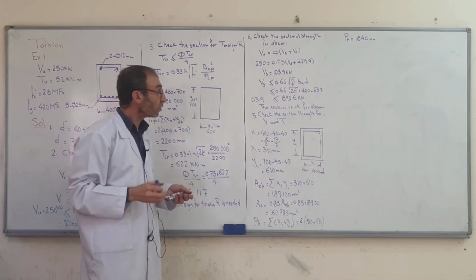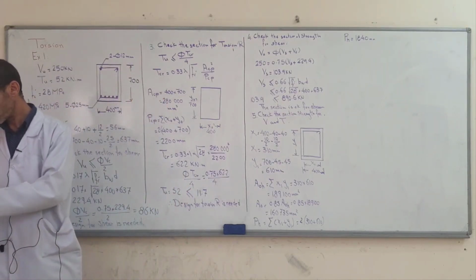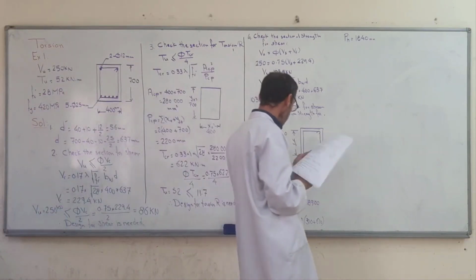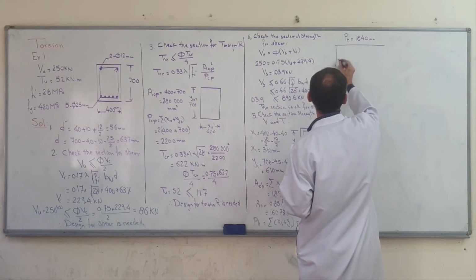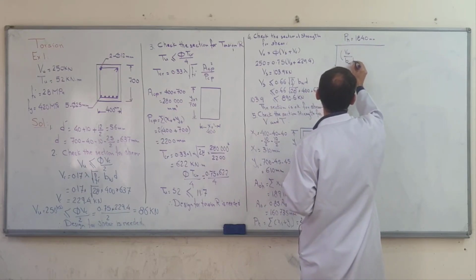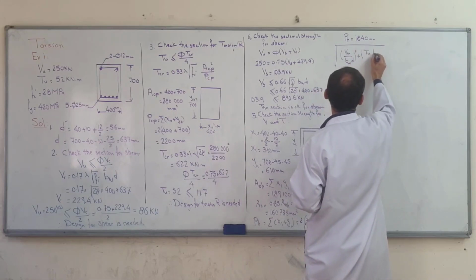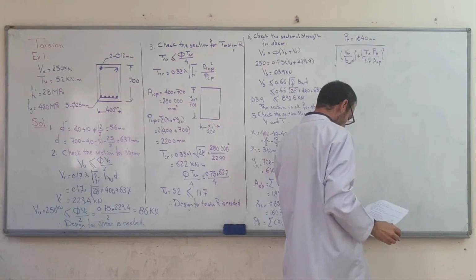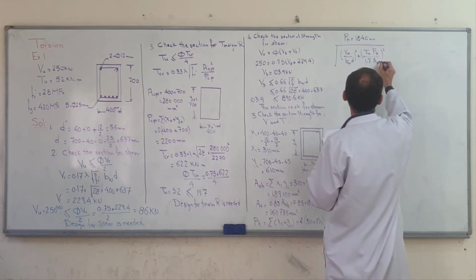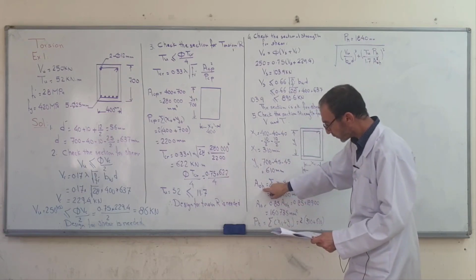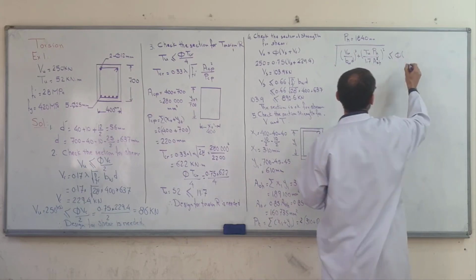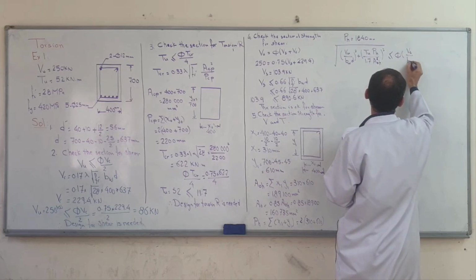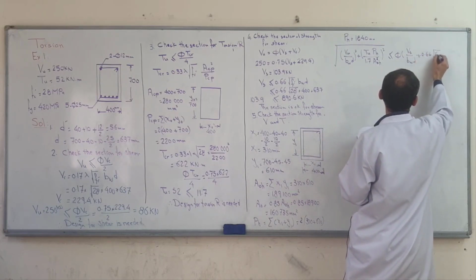Now I can use the equations. We can use this longitudinal equation: the square root of (V ultimate over bw d) squared plus (Tu ph over 1.7 Aoh squared), where Aoh is the area totally enclosed with the hoops, must be less than phi times (Vc over bw d plus 0.66 square root of f'c).